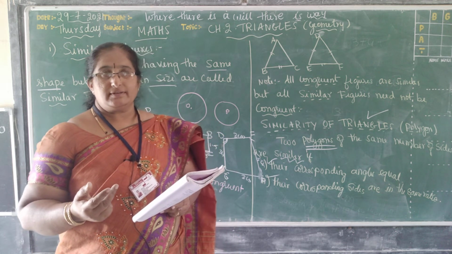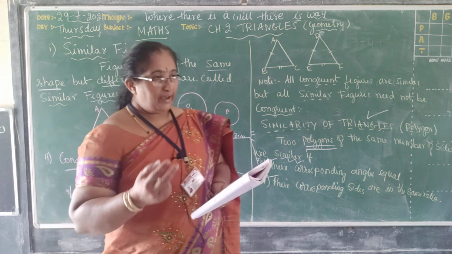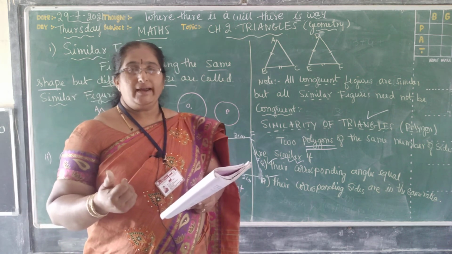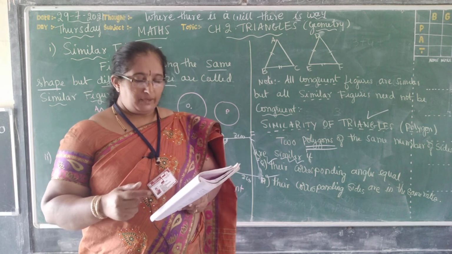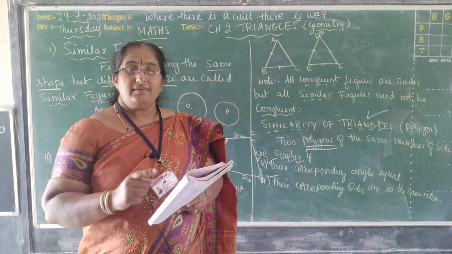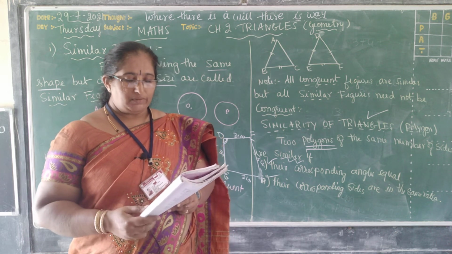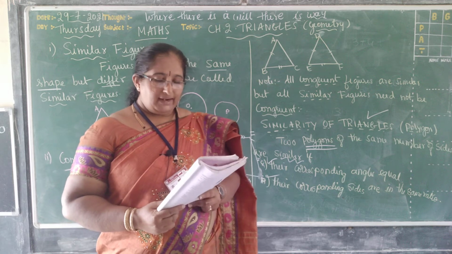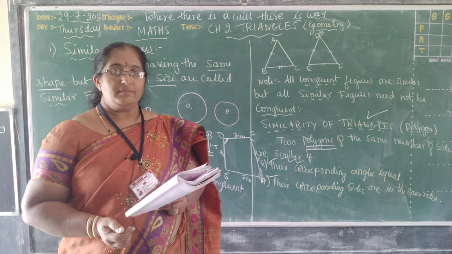So, isosceles triangle, you will be having a pair of equal sides, whereas equilateral triangle, all the three sides will be equal. So, all equilateral triangles are similar, that is the option. But all isosceles triangles cannot be similar, but all equilateral triangles are similar.